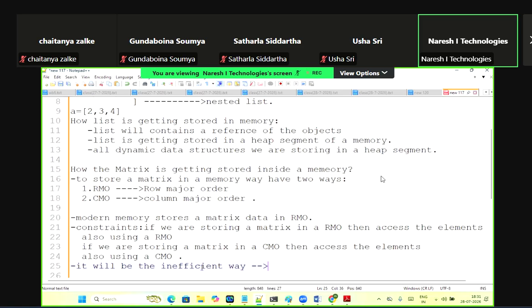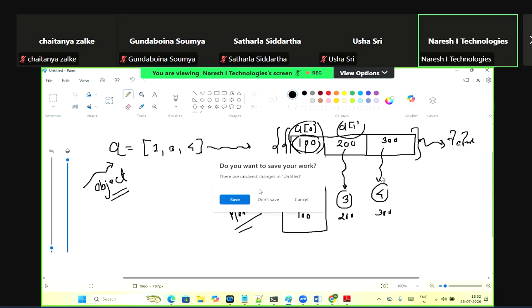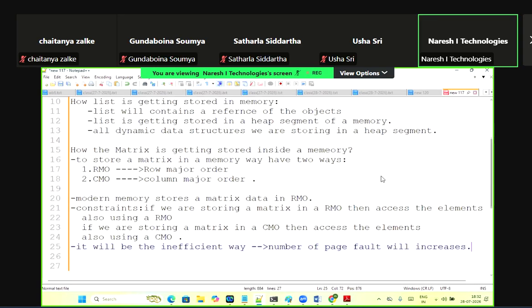Inefficient because the number of page faults will increase. The number of page faults will increase guys. Okay, listen one thing guys, there is a different story related to page faults. I'll explain you with the help of a simple example. Let's first understand how exactly row major order will store and column major order will store, and then I will explain what is the page fault. Again, this concept will come under NumPy whenever we discuss the spatial and temporal aspects of NumPy, right?